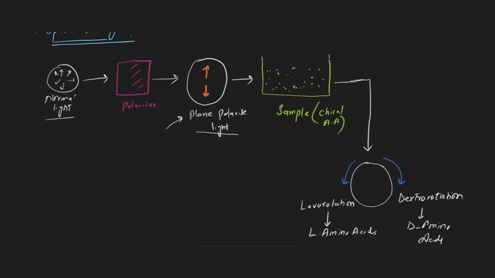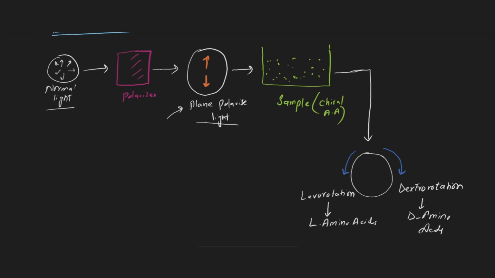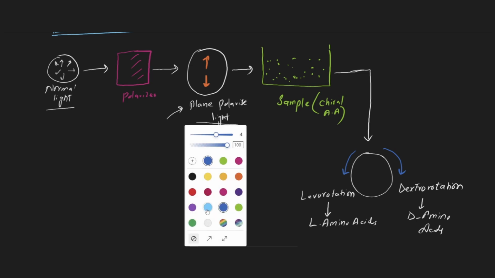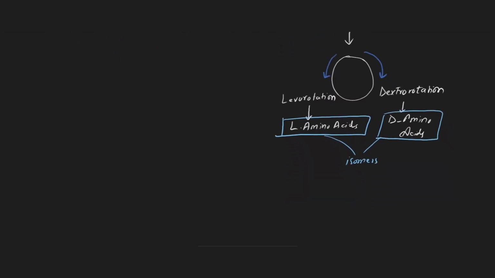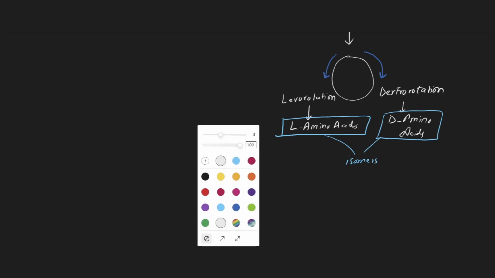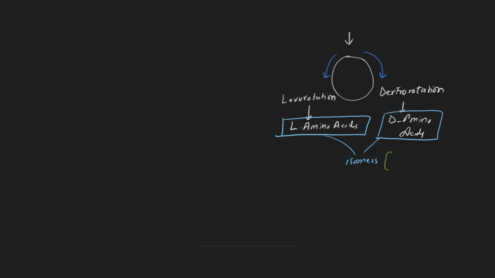Here you can easily predict that there are two basic forms of the amino acids that can exist. That is, there is one L form of the amino acid, and there is a D form of the amino acid. And both these forms are called isomers of each other. In other terms, you can say both these forms are called enantiomers of each other.